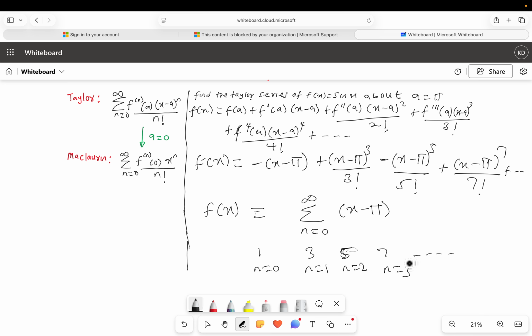So you can see this is an arithmetic progression where the common difference is 2. 5 minus 3 is 2. 7 minus 5 is 2.